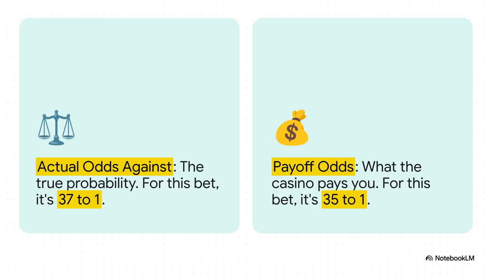And this slide just lays it all out plain and simple. This is the house edge. The actual odds against you are 37 to 1. There are 37 ways for you to lose and only one way to win. A totally fair game would pay you 37 times your bet, but the casino's payoff odds are only 35 to 1. That little 2-unit difference is their built-in profit, and it's how they always win in the long run.